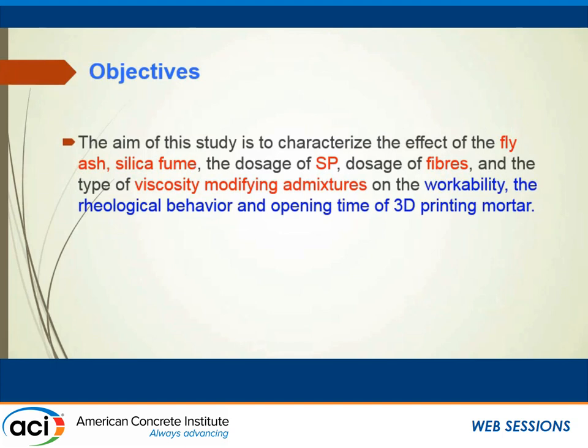Now, I will focus more on my investigation work, on what we have done. We look at how the mix composition parameters and variables affect the 3D printing mortar, such as replacing cement with fly ash, silica fume, the SP, the fibers, and also different types of VMA, on the workability, on the rheology, and open time, by using just simple tests in the lab.